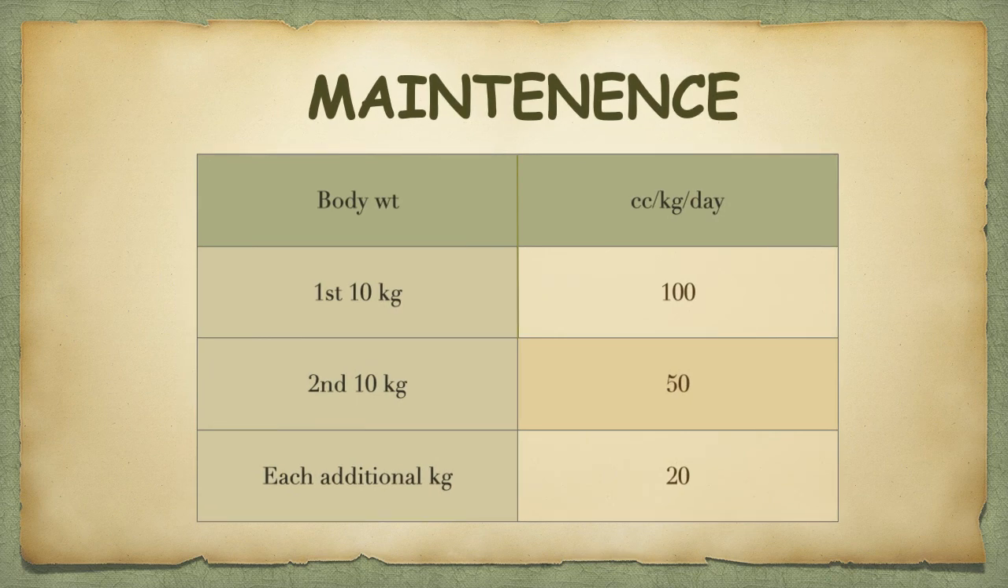The maintenance of the IV fluid depends on the weight of the patient. For the first 10 kilograms of the weight of the patient, the maintenance will be 100 cc per kg per day. The second 10 kilograms will be 50 cc per kg per day. After that, each additional kilogram will add 20 cc per kg per day.